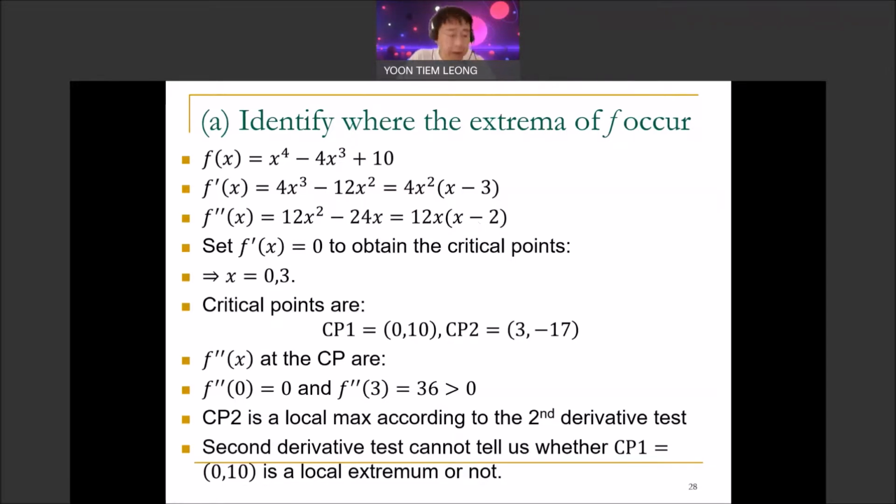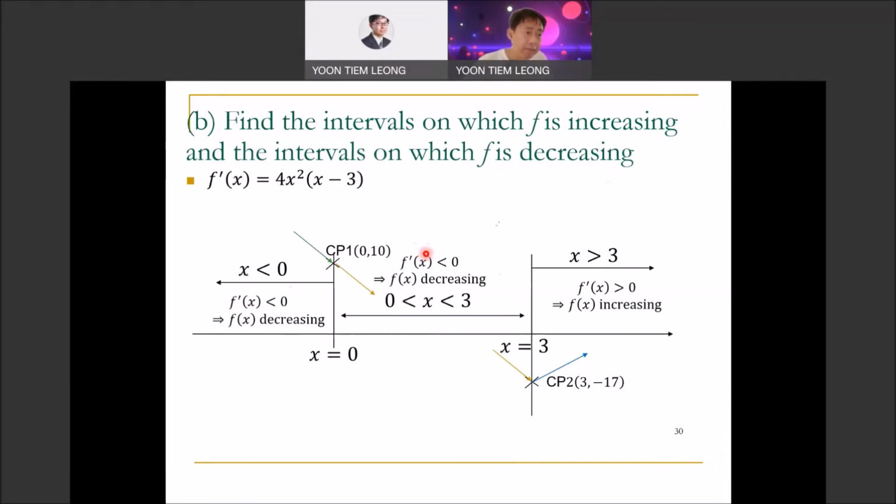In order to find out what critical point 1 is, we have to apply the first derivative test to CP1. We need to find out the sign of the first derivative on the left and on the right of CP1. f prime is 4x^2 times (x - 3). So x^2 is always a positive number, and only the factor of x - 3 will determine the sign of f prime.